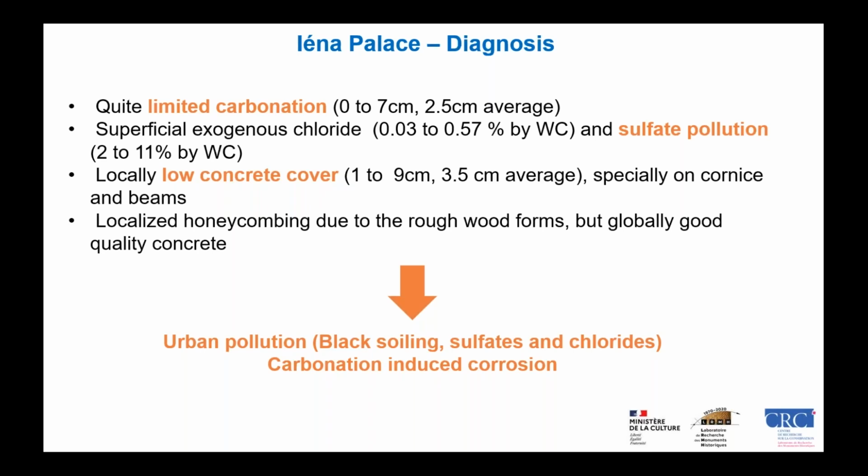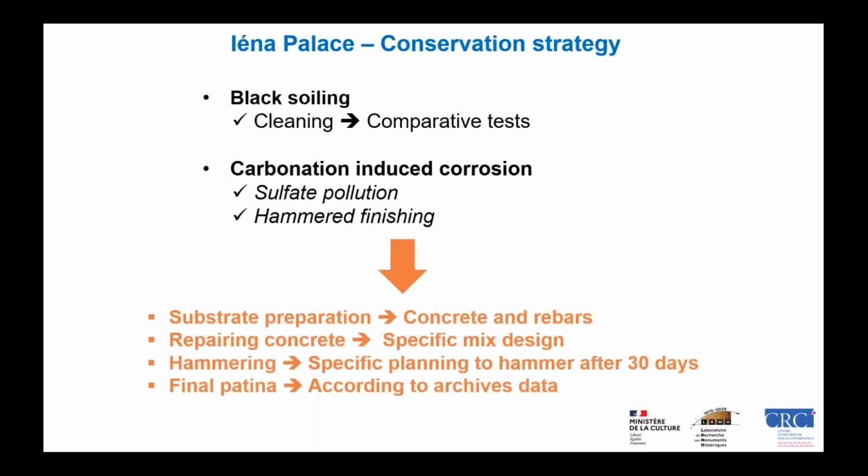So the conclusions were that we had the urban pollution with black soiling, sulfate and chloride, and carbonation-induced corrosion. So for the black soiling, for this work site, we did perform some comparative tests of cleanings. And for the carbonation-induced corrosion, we took into consideration the presence of the sulfate pollution and of this hammered finishing. So the repair included a substrate preparation, dealing with concrete and rebars. For the repairing concrete, we used a specific design mix.